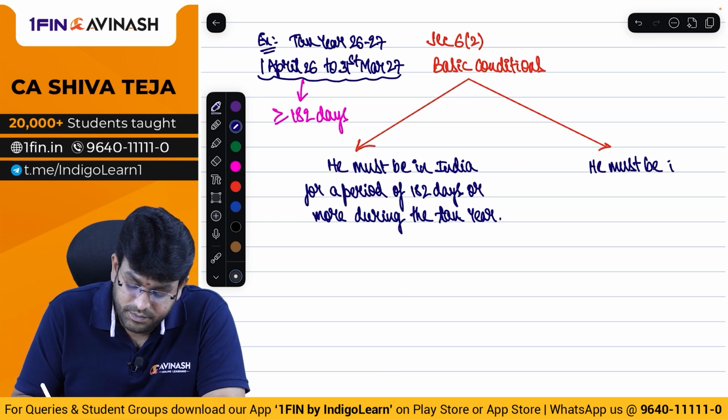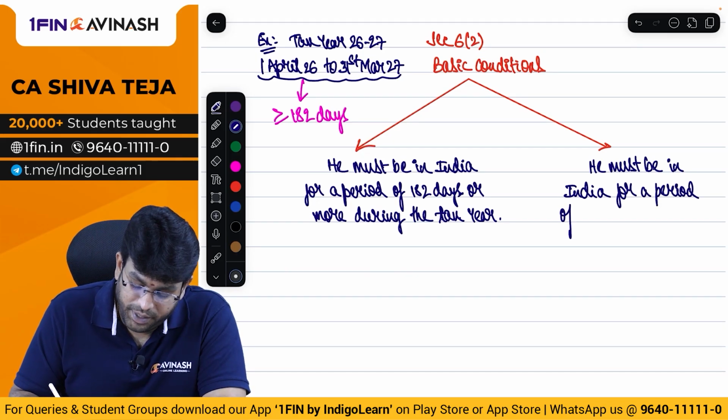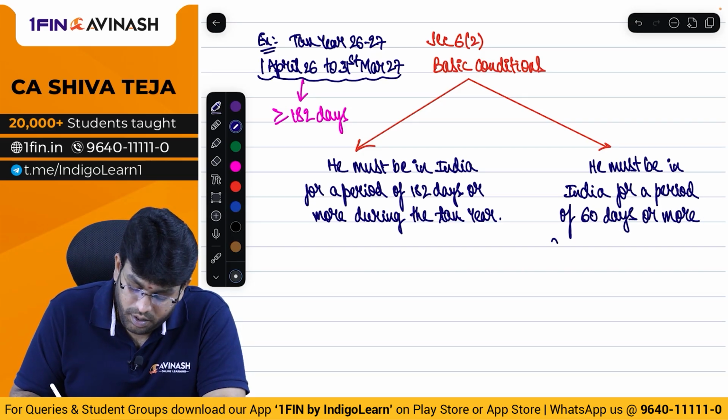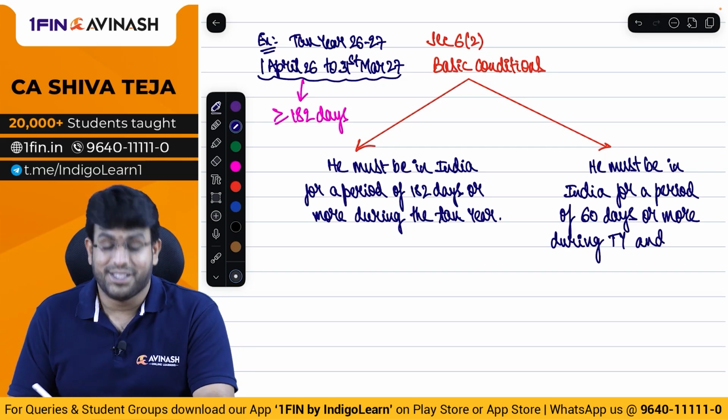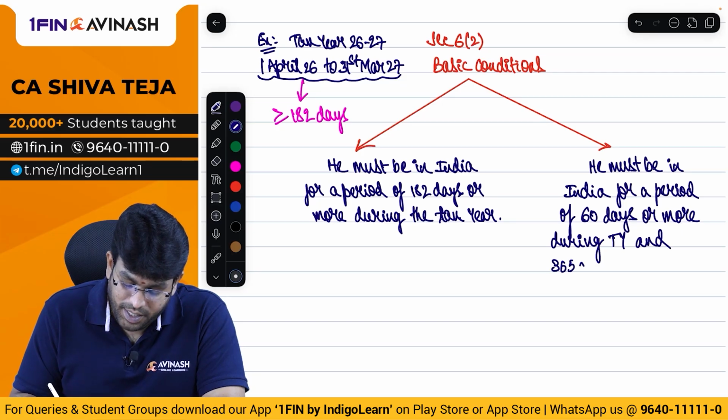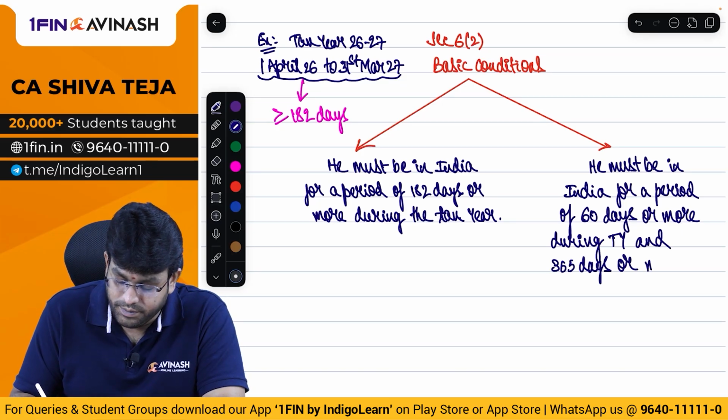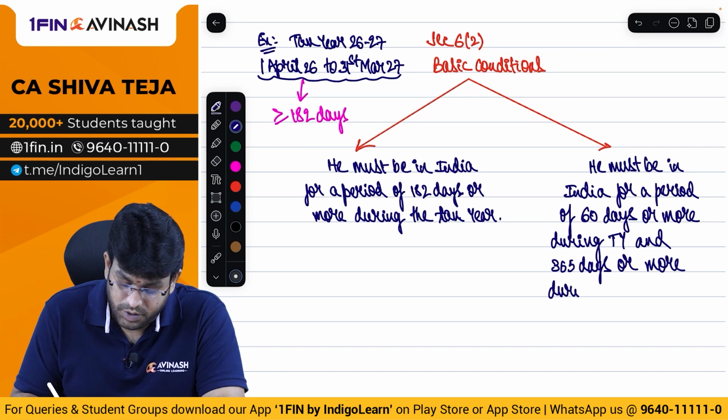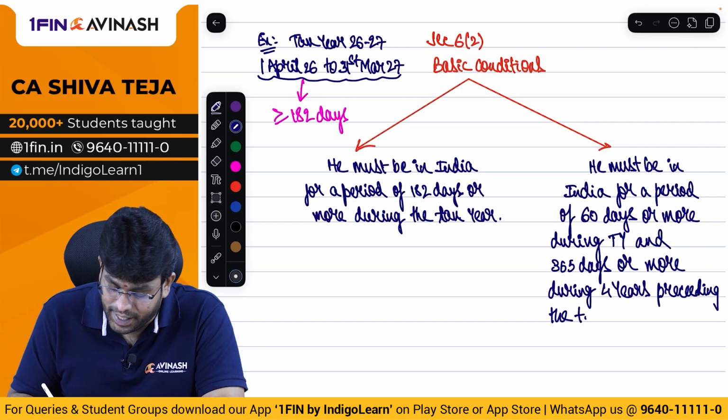Second possibility is, he must be in India for a period of 60 days or more during the tax year, and 365 days or more during 4 years. During 4 years preceding the tax year.